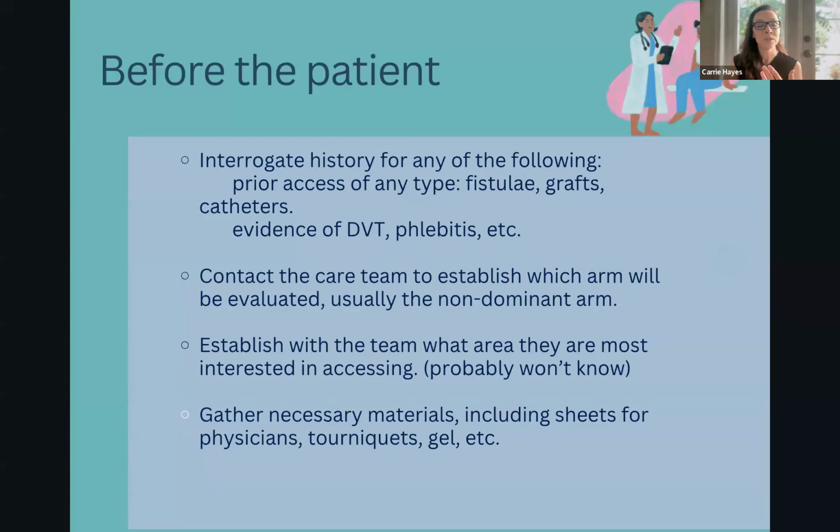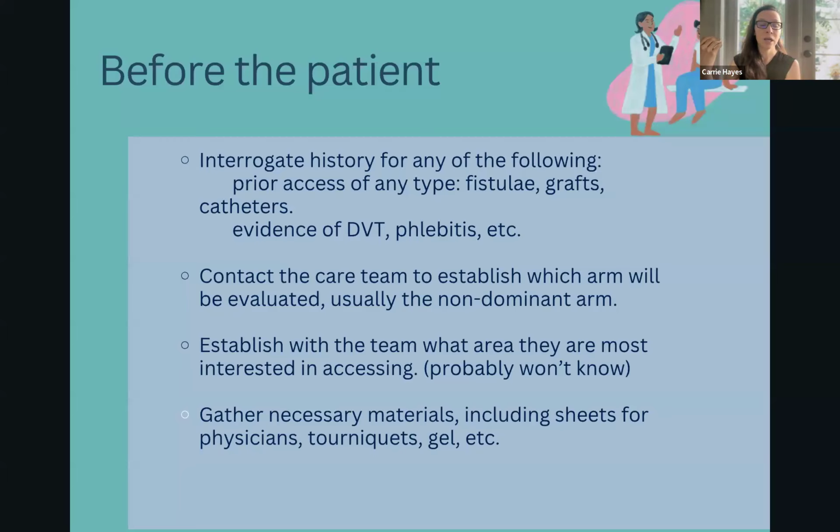Contacting the care team. So we often will get requests for this, right? We want to show preference to the non-dominant arm, but we can't always do that. So what is that patient's non-dominant arm? Obviously, you can ask them, but we need to know this information. For your surgeons, do you know what their preference is, radiocephalic? What do they prefer?